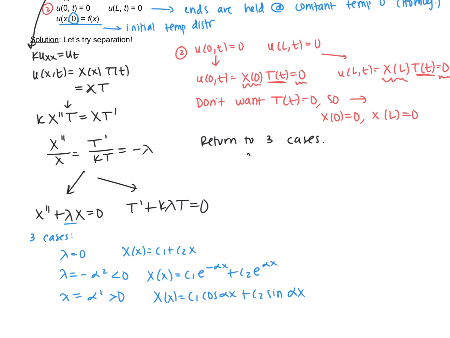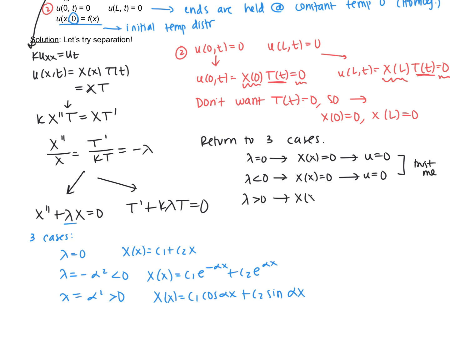For that first case, if lambda equals 0, if we were to substitute in X(0) equals 0, that would give us u equals 0. If we look at the case where lambda is negative, and we were to substitute in X(0) equals 0, you would also get u equals 0. You just need to trust me. The only time that's not the case is when lambda is positive. If we substitute in that X(0) equals 0, we get c1 equals 0.